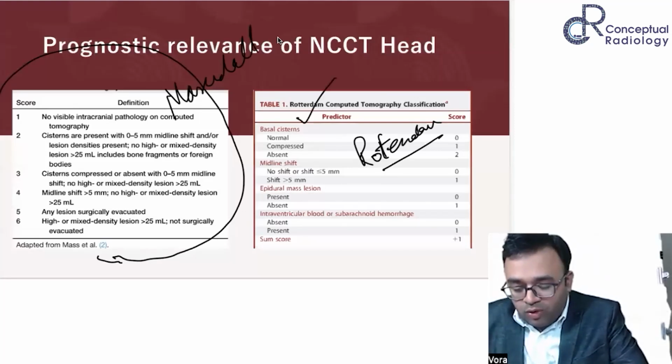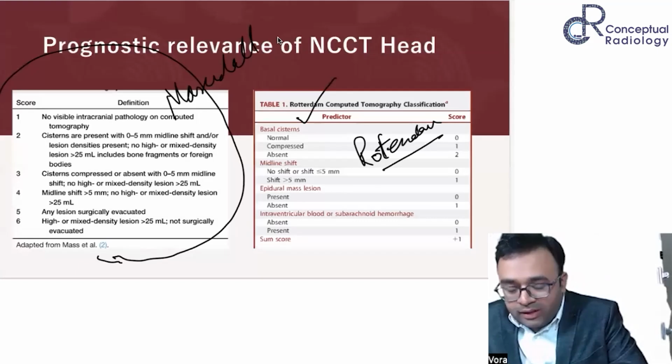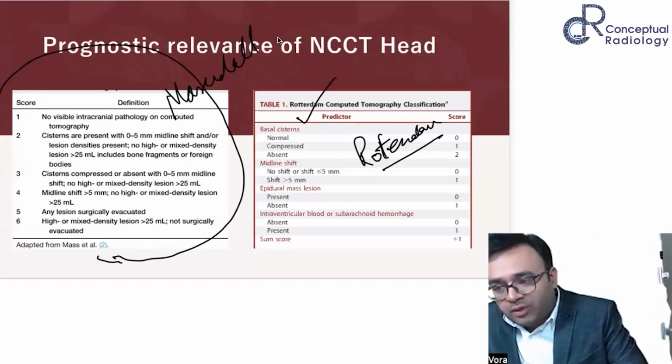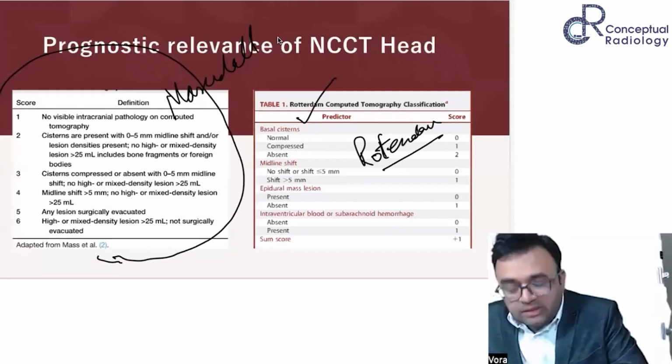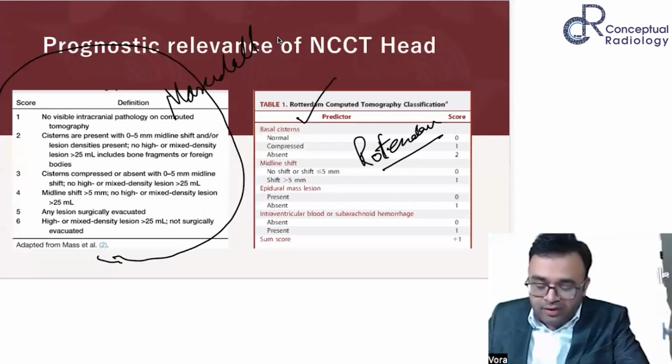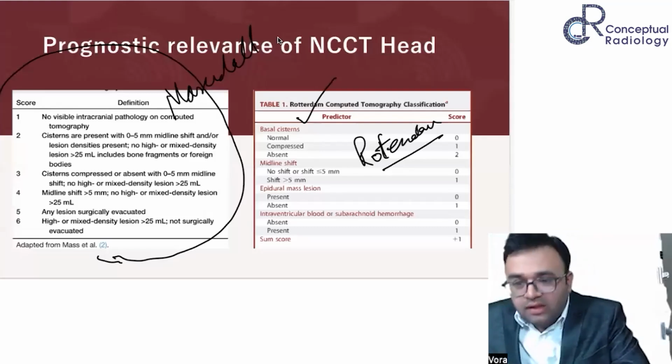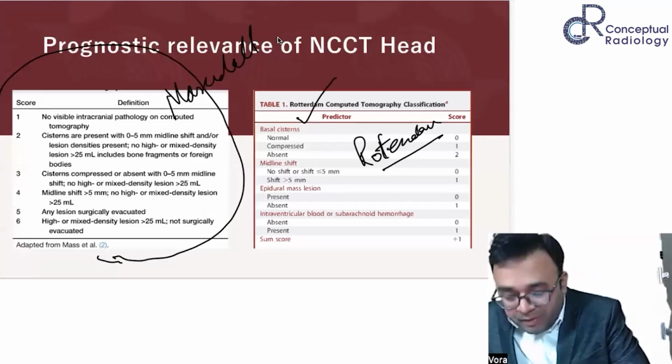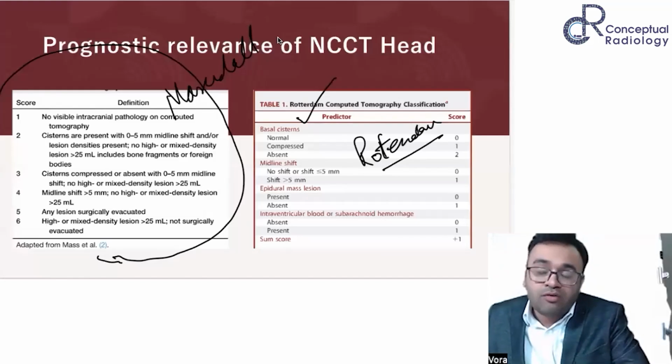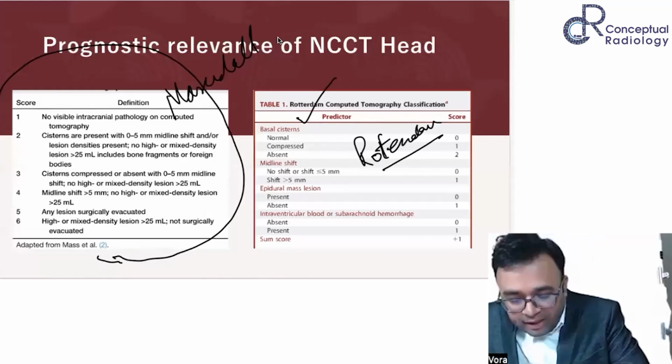The Rotterdam score, which is relevant at present the world over, ranges from 0 to 5 on calculation, but you have to add +1 to it. So it ranges from 1 to 6. And from 1 to 6, the mortality increases from 10% to 60%. So let us suppose someone has a Rotterdam score of 6, the chance of mortality is around 60%, whereas someone with a Rotterdam score of 1 has a chance of mortality of 10%.